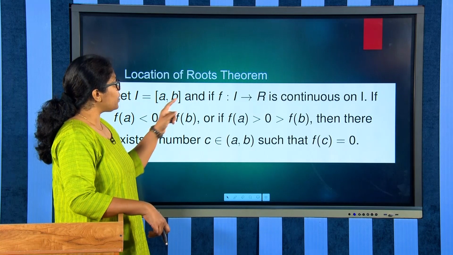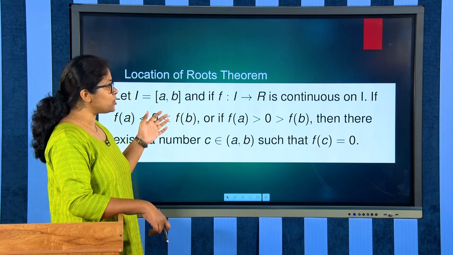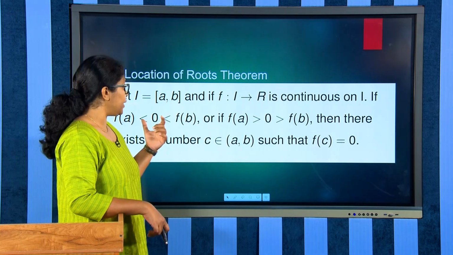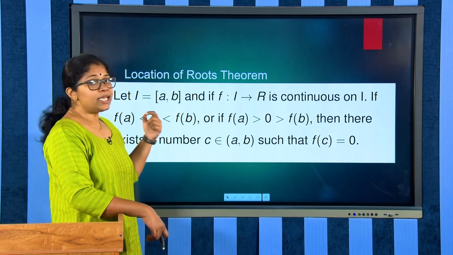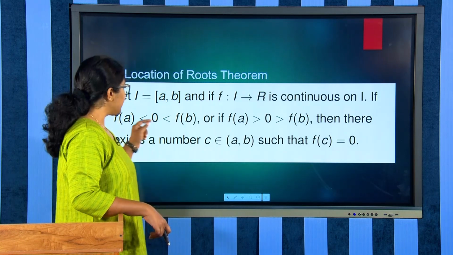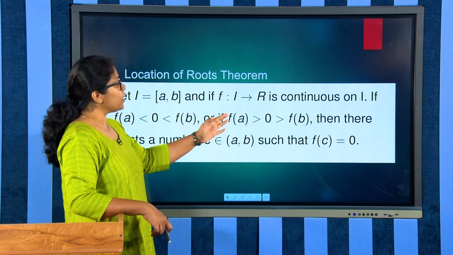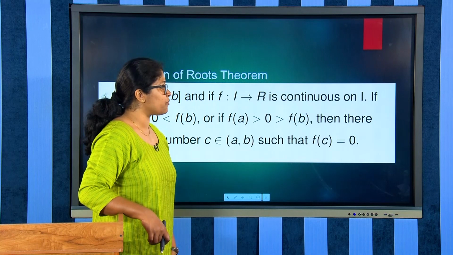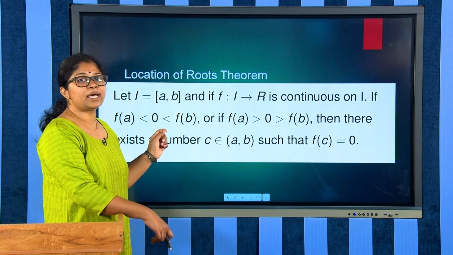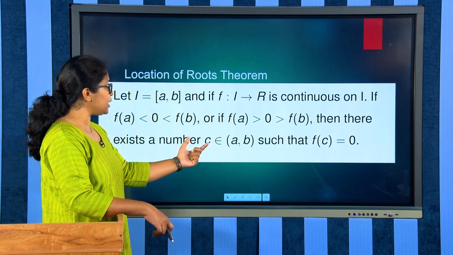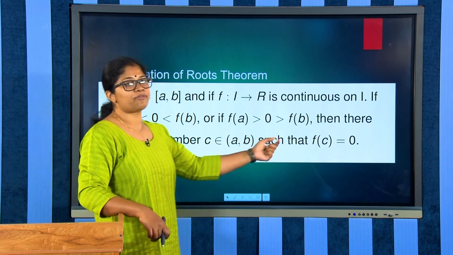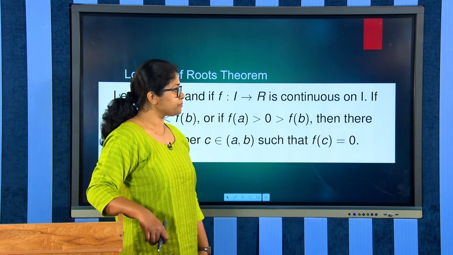interval, if f is a function defined from I to R and is continuous on I, and additionally we are given a condition f of a is less than 0 less than f of b, or f of a is greater than 0 greater than f of b, then there exists a real number c between a and b such that f of c is equal to 0.